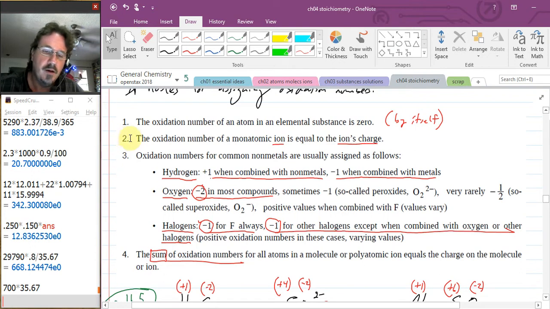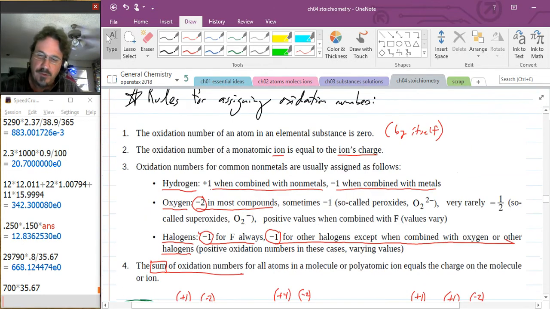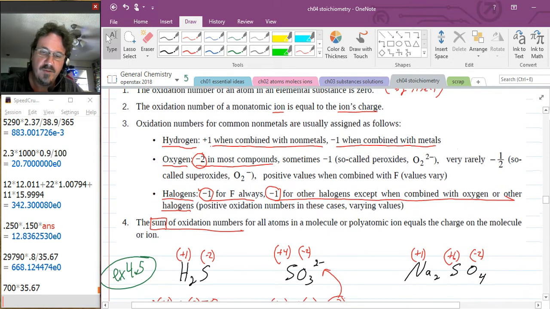All right, number 2. The oxidation number of a monatomic ion is equal to the ion's charge. Alright, so again, if it's charged, it just equals itself, what the charge is. So up here, if I've got a Cl-, well, the oxidation number is a -1. In Na+, the oxidation number is a +1. So those are easy rules. The first 2, you almost don't even have to remember them. They're so easy.